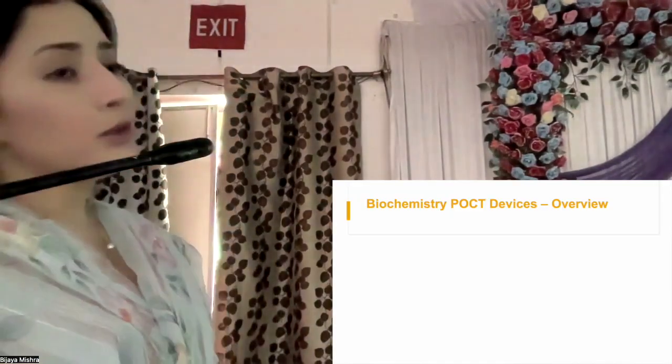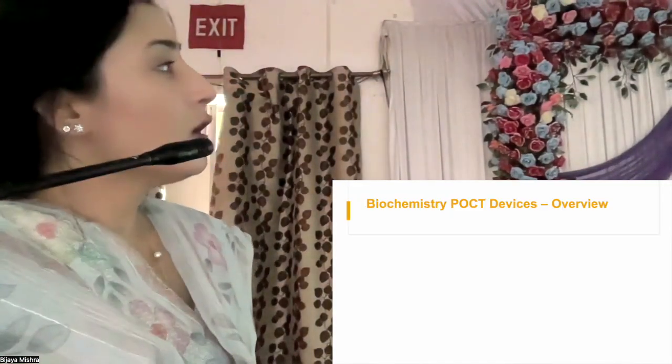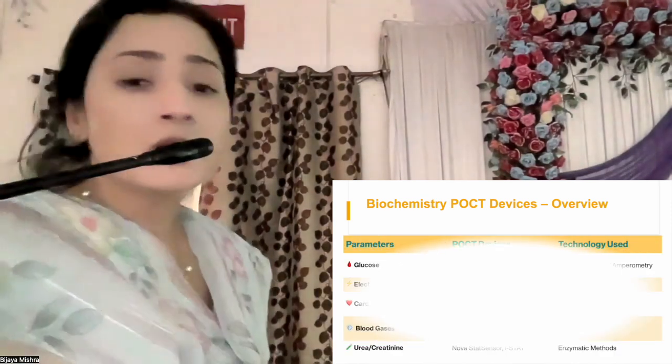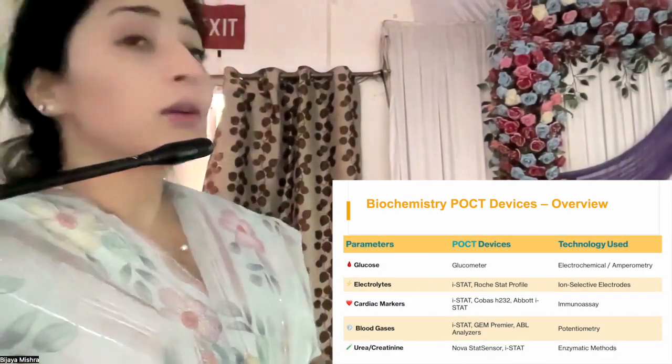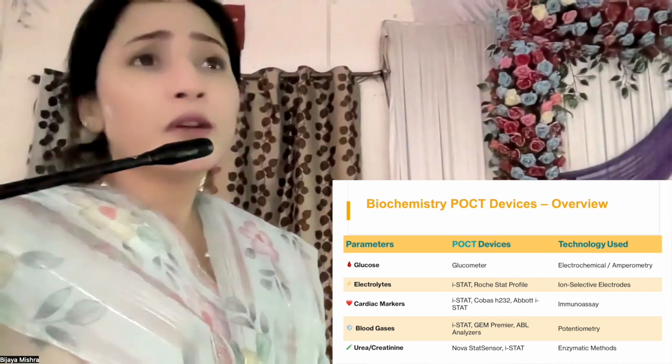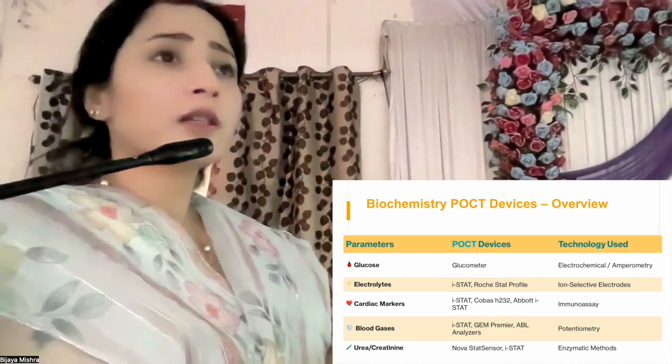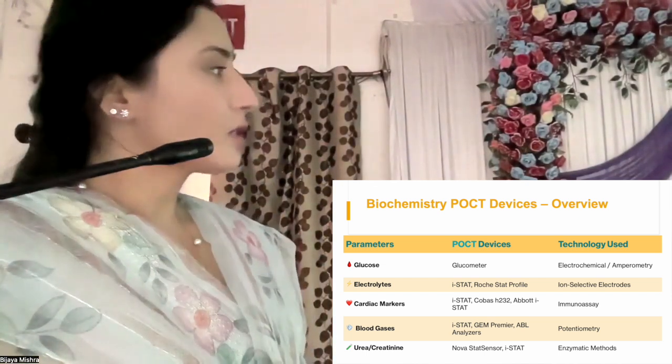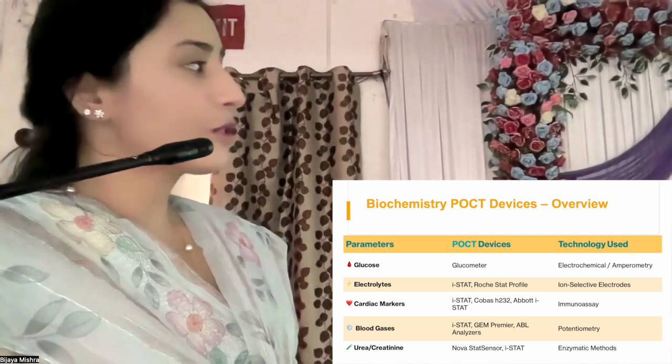So with this, we have covered the overview of the point-of-care testing devices. And now in the next few slides, I will be talking about the POCT devices which are mainly used in the biochemistry lab. So here we can see there are certain devices. The most common one that we see everywhere, used by most of us, is the glucometer, which is done for glucose testing. And here's the principle.